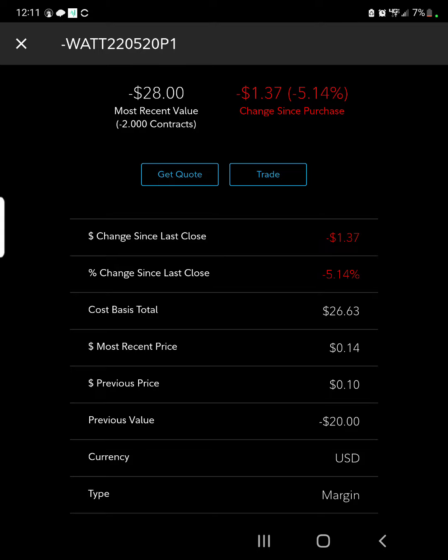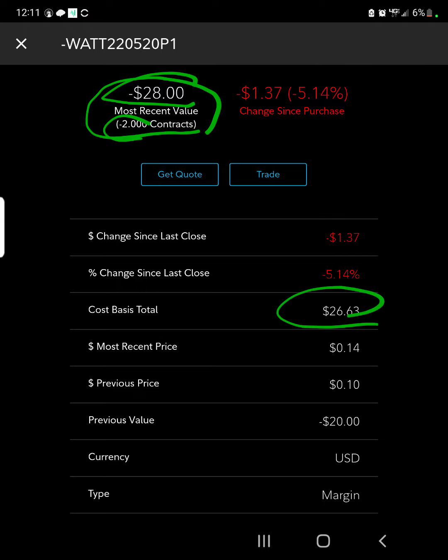So we're looking at the current contract that I have right now, or the two of them. So right here, if you go into it, it'll show you that there's two contracts. That's the most recent value for it. So I received a total of $26. So there was a price improvement. Or no, hold on, let me back up. Previous value is $20. Most recent price was 14 per.